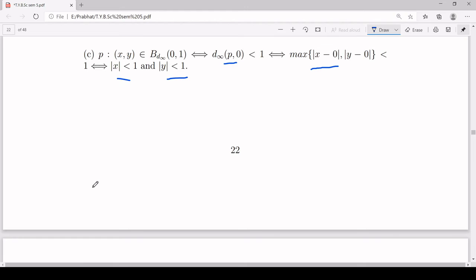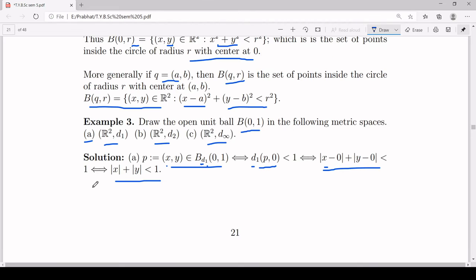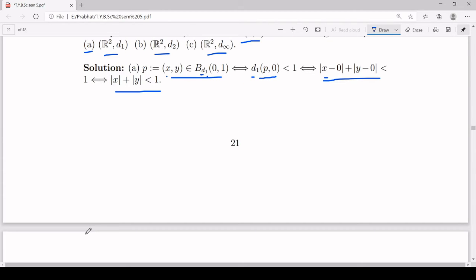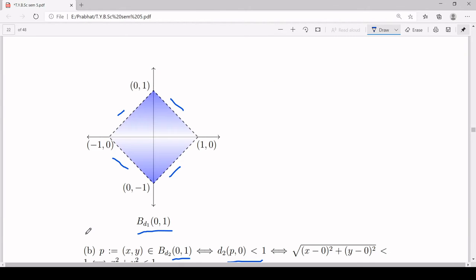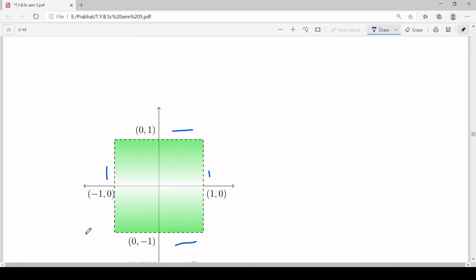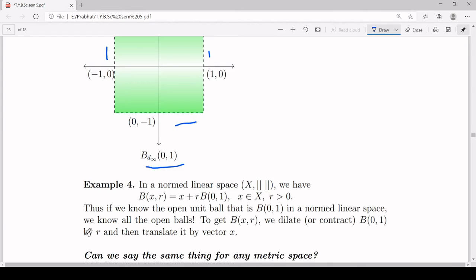So from here you can see that even though your set R2 was constant, it was there in every one of these 3 examples, depending on the metric, the structure of the open ball changes. Here your open ball was looking like the points inside a rhombus. In D2 it was looking like the points inside a circle, and here it was looking like the points inside a square. Now let's see the next example.